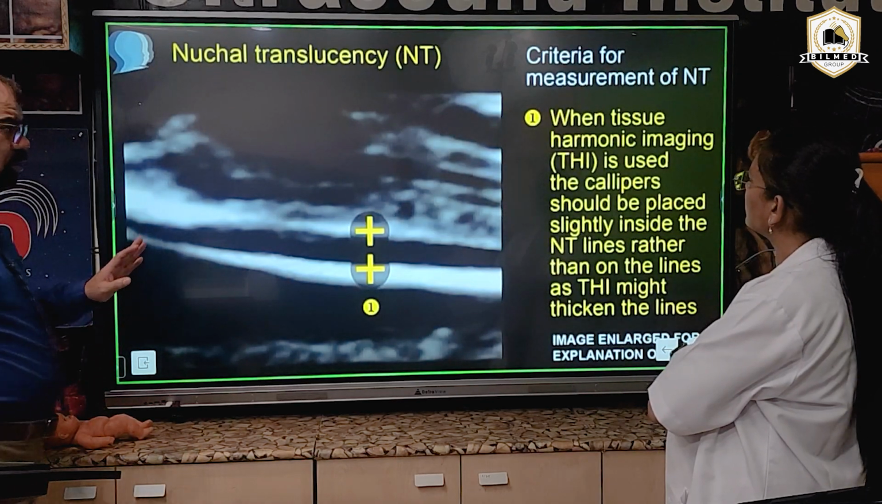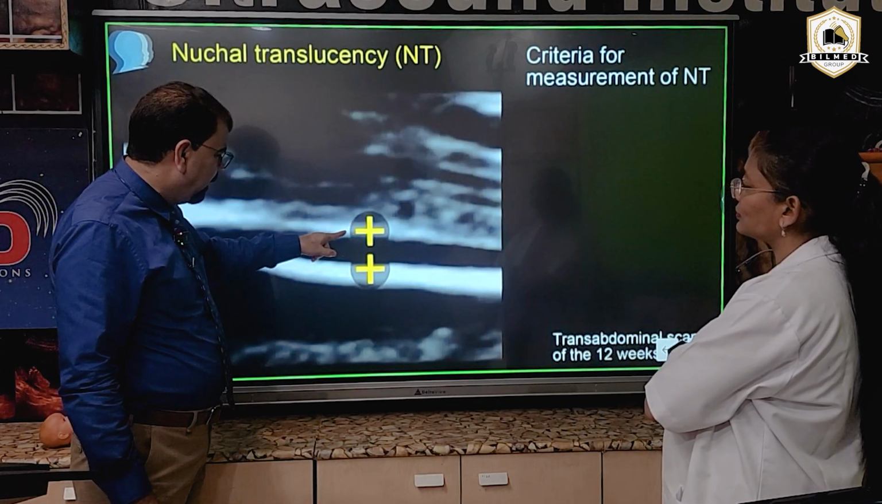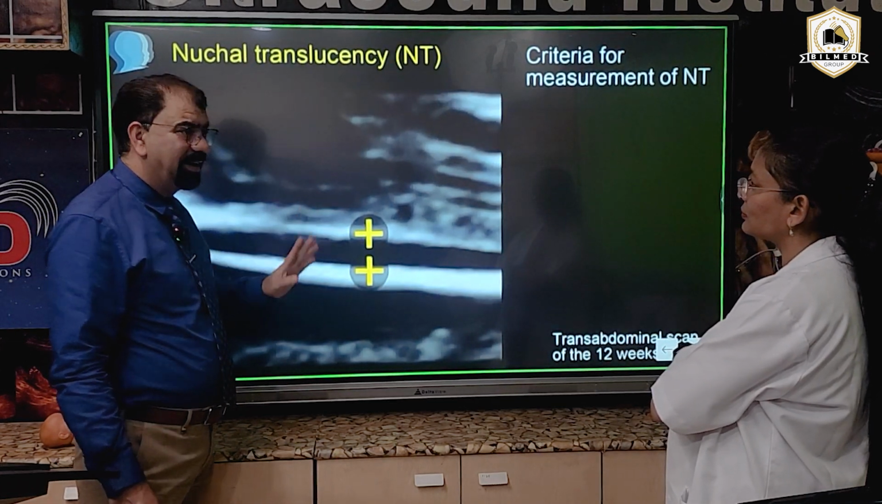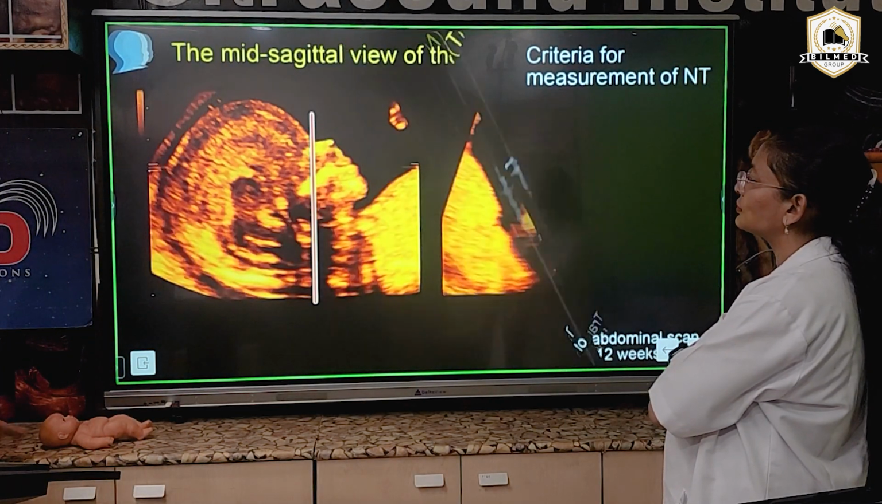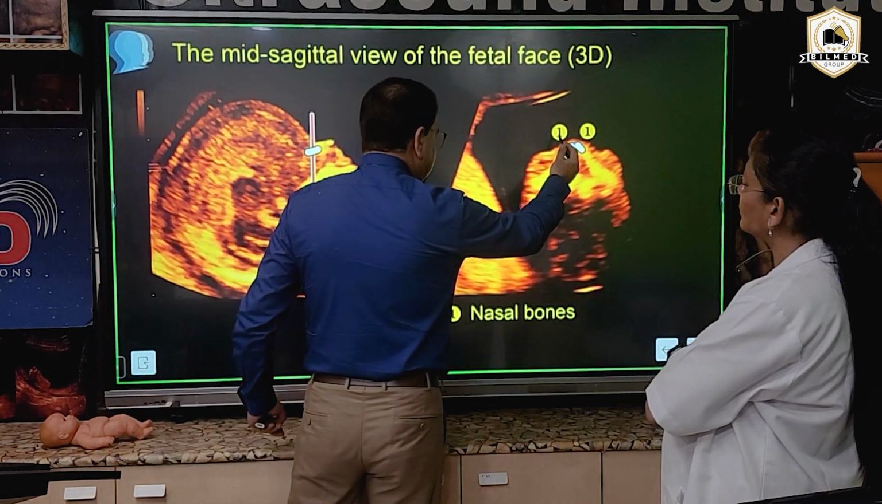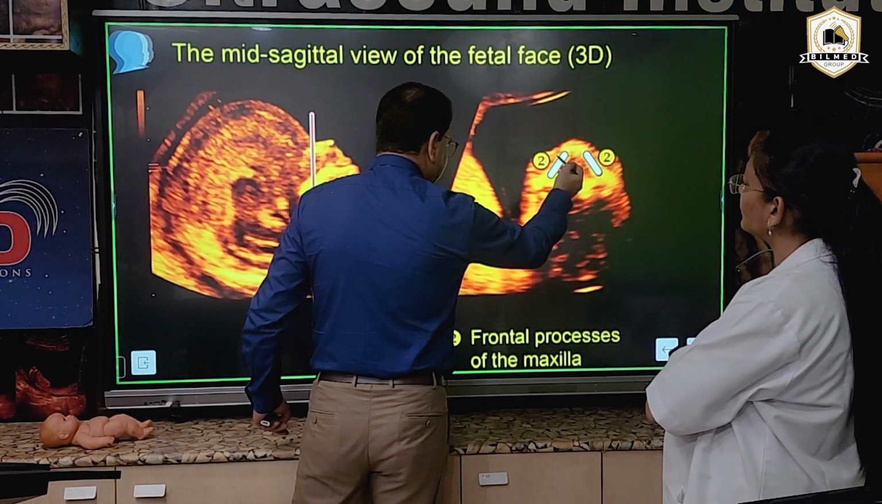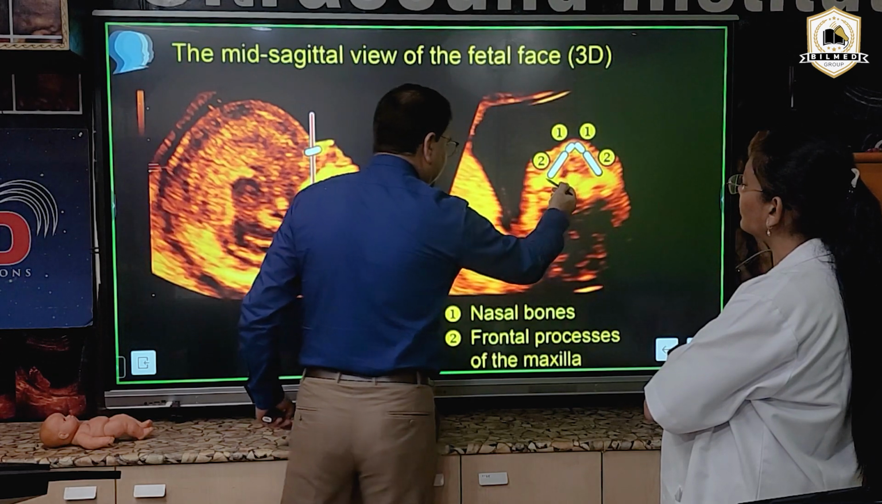Now, if you are using THI, that is tissue harmonics, these calipers should not be on the line but slightly inside, because you are using tissue harmonics. So now get back over here. This is the nasal bone, and this is the frontal process of the maxilla.